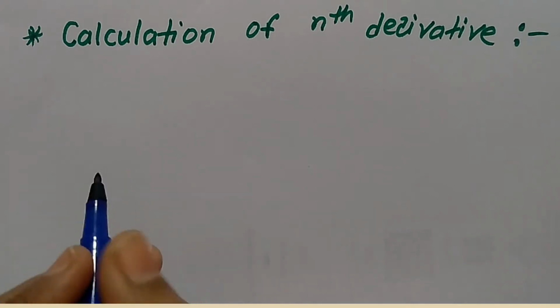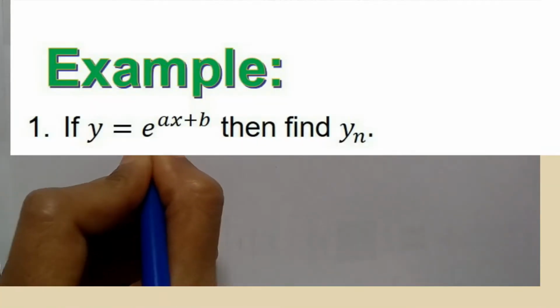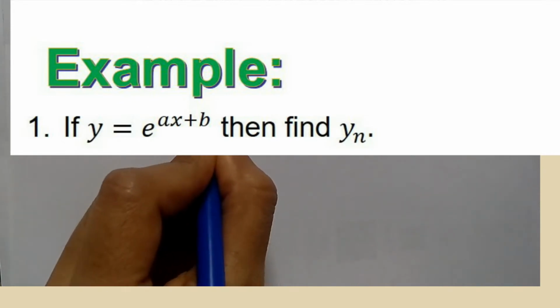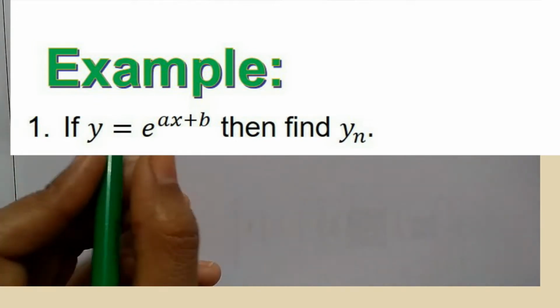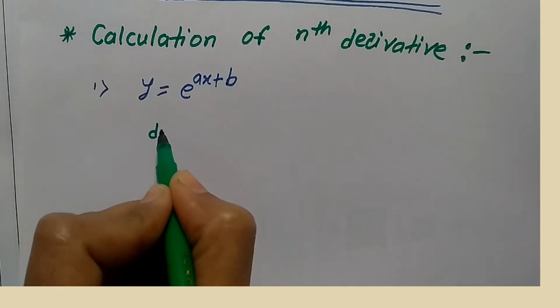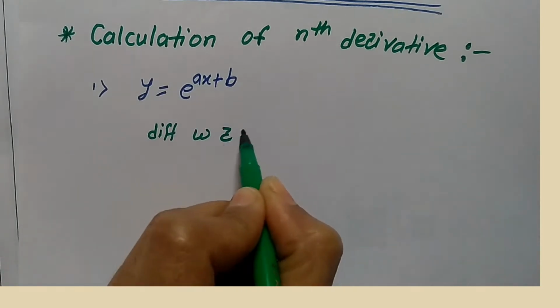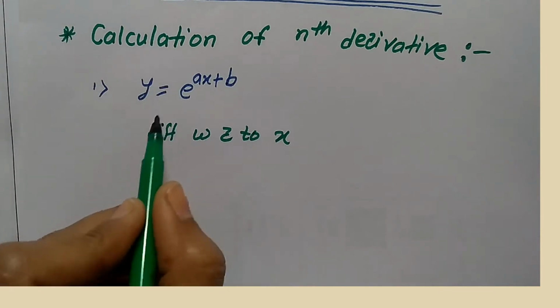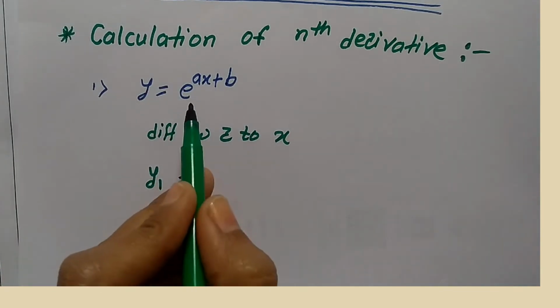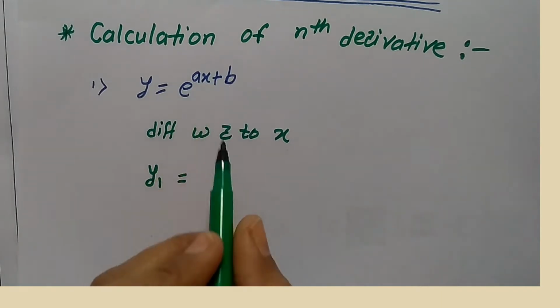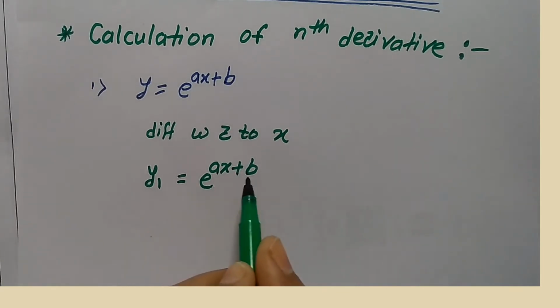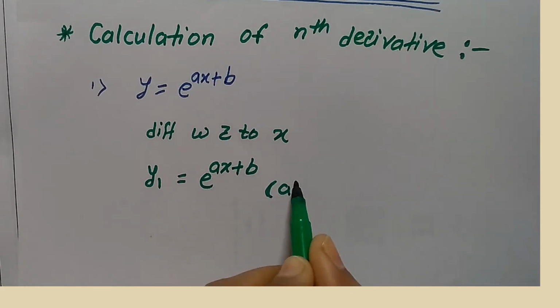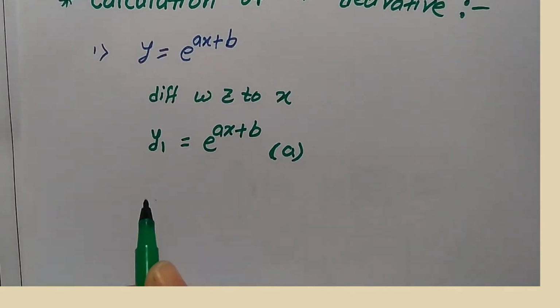First of all, I will take one simple example. Suppose we are given the function y equals e raised to power ax plus b, and we know how to differentiate this function, and the first derivative we can find easily. So for the nth derivative, we first find the derivative of our given function, that is, differentiate with respect to x, and the derivative of this term is y1 equals the derivative of e raised to power ax plus b, which is e raised to power ax plus b, and again the derivative of the power term. So if we again differentiate this power term, then we get a in multiplication. Now again differentiate this term.